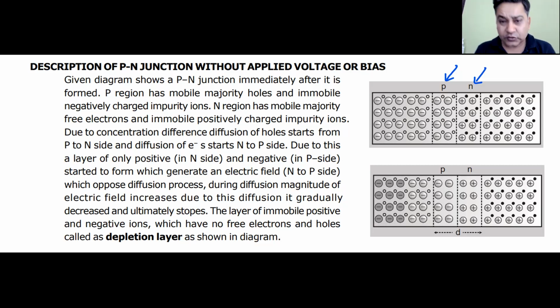Yes, sir. So you have a p-type on the left-hand side. You have an n-type on the right-hand side. And you are creating a p-n junction. Do we understand this? Yes, sir.